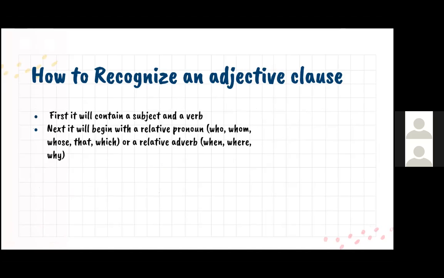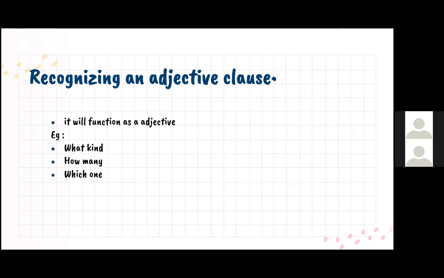Now I will explain how to recognize an adjective clause. First, it will contain a subject and a verb, and next it will begin with a relative pronoun, such as who, whom, whose, that, which, or a relative adverb, such as when, where, why, and others. And it will function as an adjective. Example, what kind, how many, and which one.